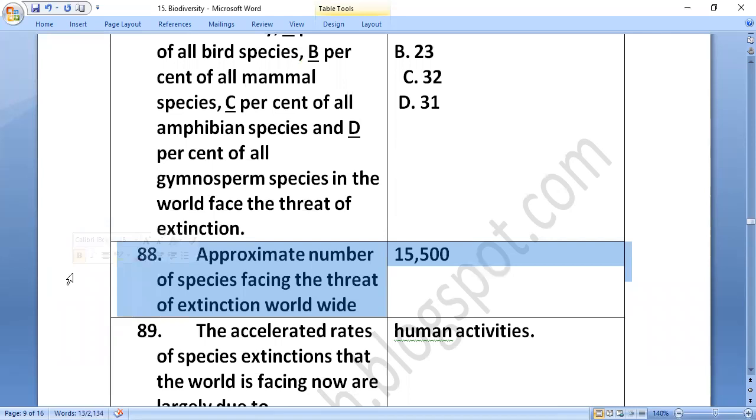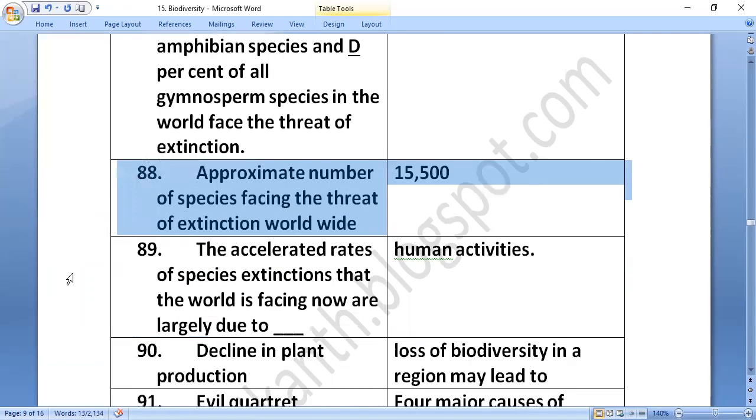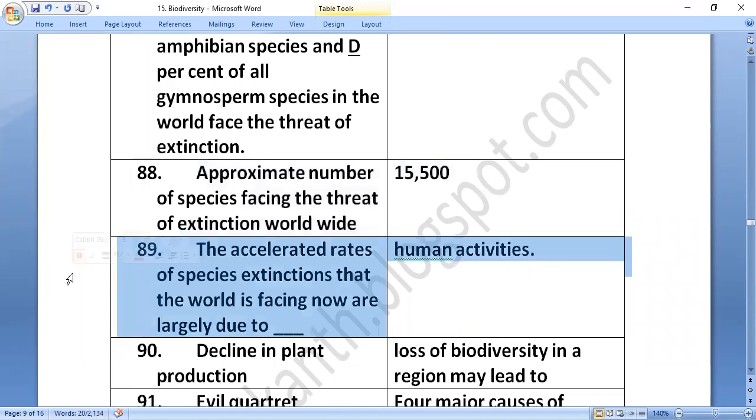The approximate number of species facing the threat of extinction worldwide is 15,500. The accelerated rates of species extinction that the world is facing now are largely due to human activities.